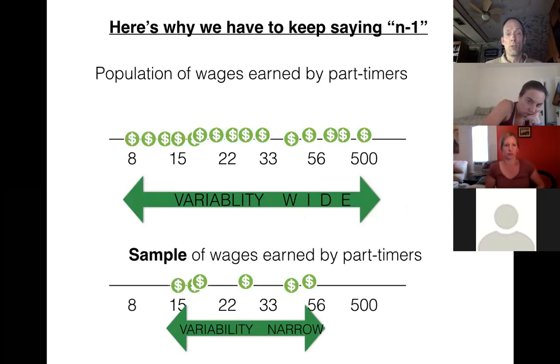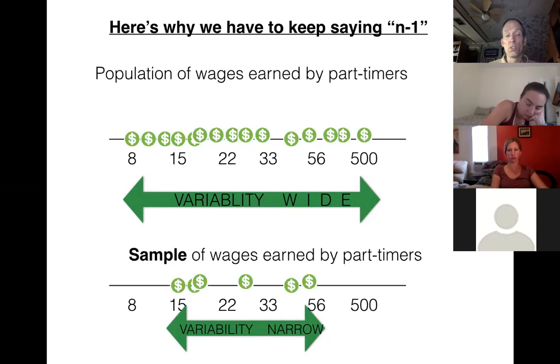So the number line up at the top is saying we're looking at a population of wages that part-time people earned. And we go all the way from, I guess, $8 an hour to somebody up there making $500 an hour part-time. And that might be somebody that's a lawyer, or maybe they're a psychologist, they're billing by the hour or something like that, and they only work part-time. Now, what's important is the variability is really spread out. We're going between 8 and 500, so that's an extremely variable data set.